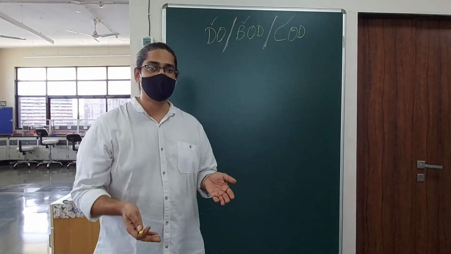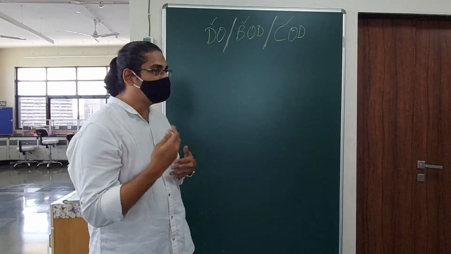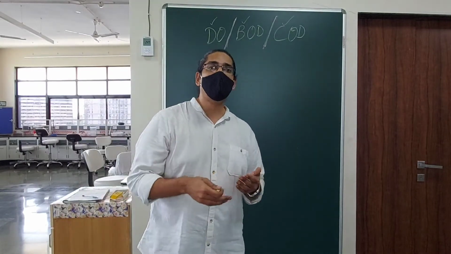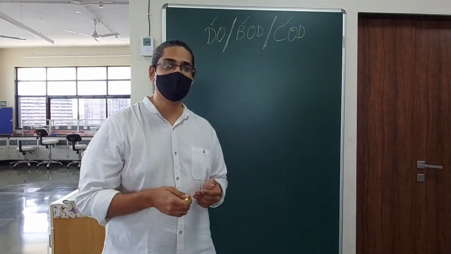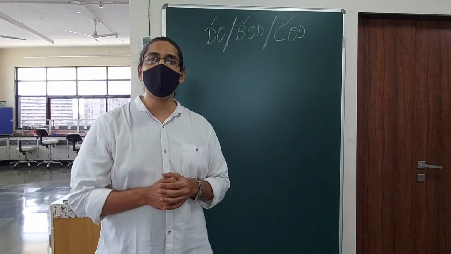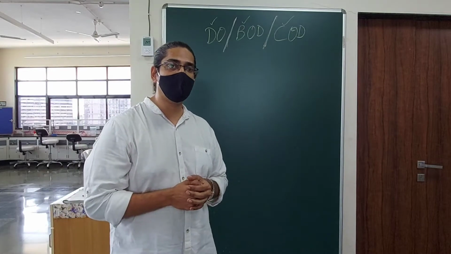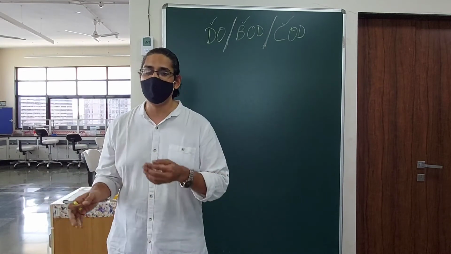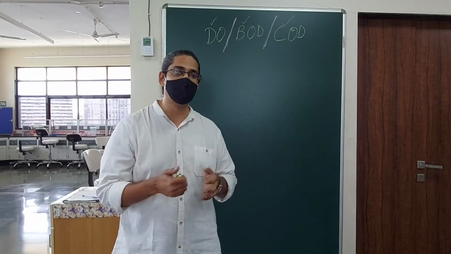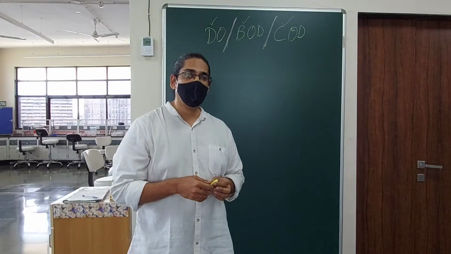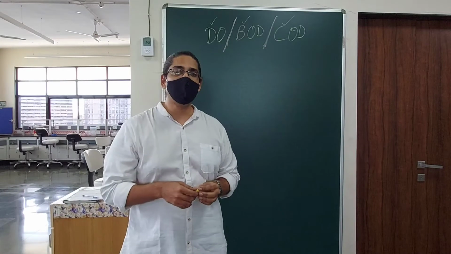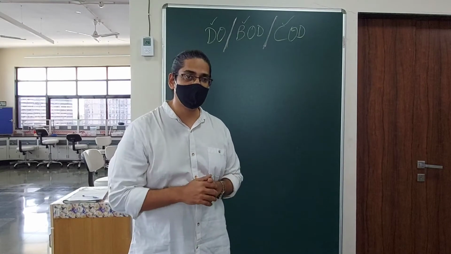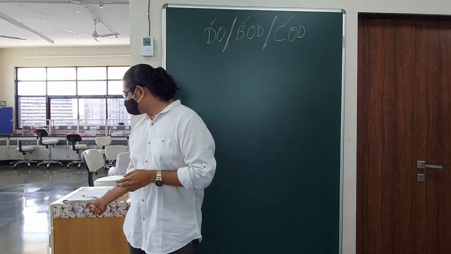What are these? First of all, if we are going to use any water, we should be assured that it is of good quality, right? How do we know that a given water sample is of good quality? There are several different parameters on which potable water is tested. Three of these parameters are written over here, and this is what we are going to find out. Now, what is dissolved oxygen?